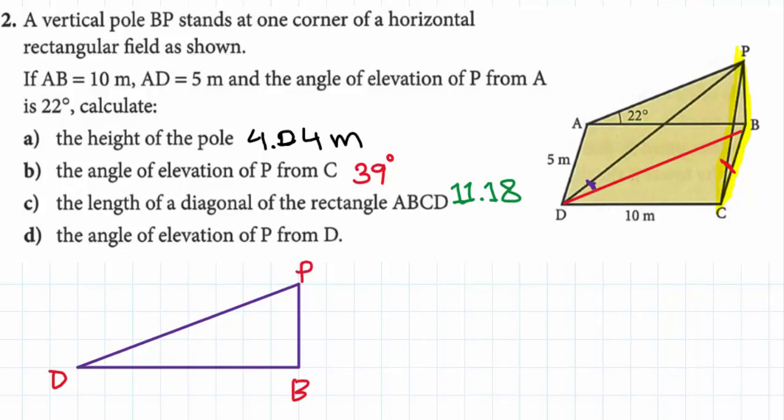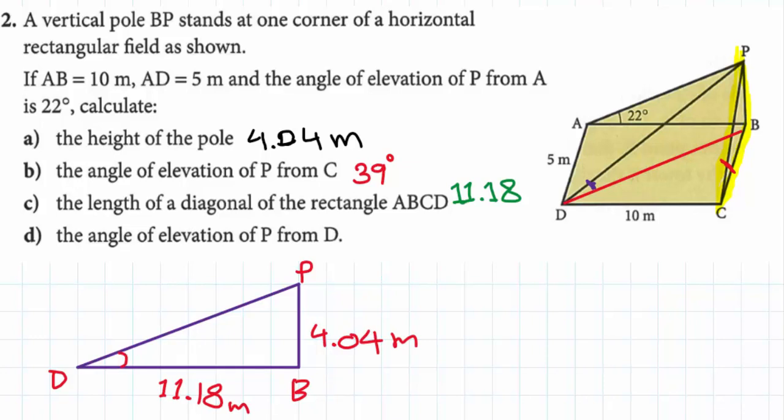The diagram is very important. As we found, DB is the diagonal of rectangle ABCD, which is 11.18. So DB is 11.18 meters. And BP, we found it in part A, it's 4.04 meters.